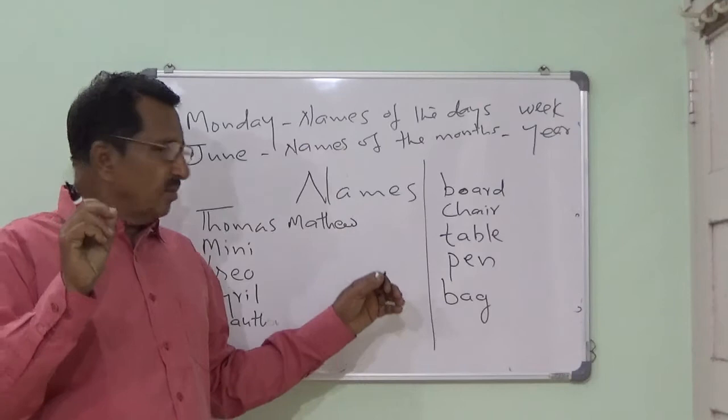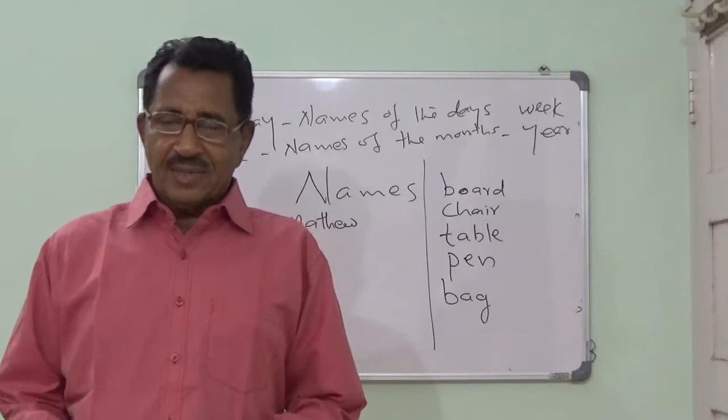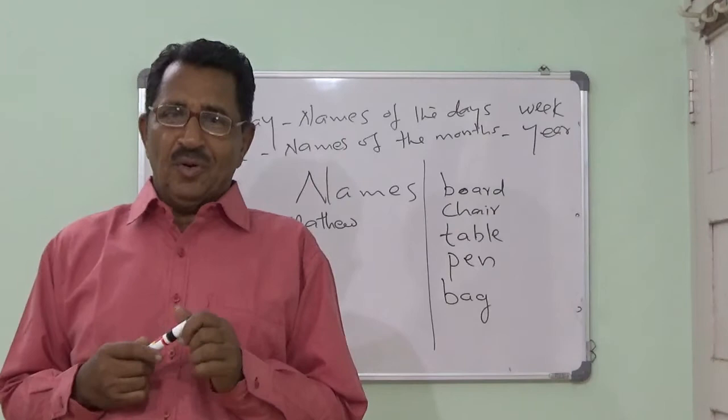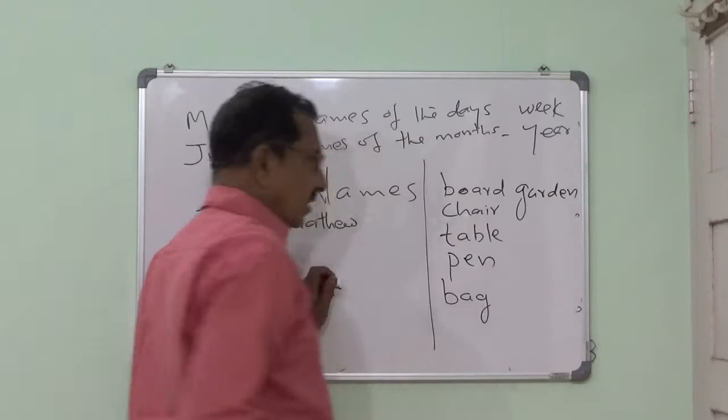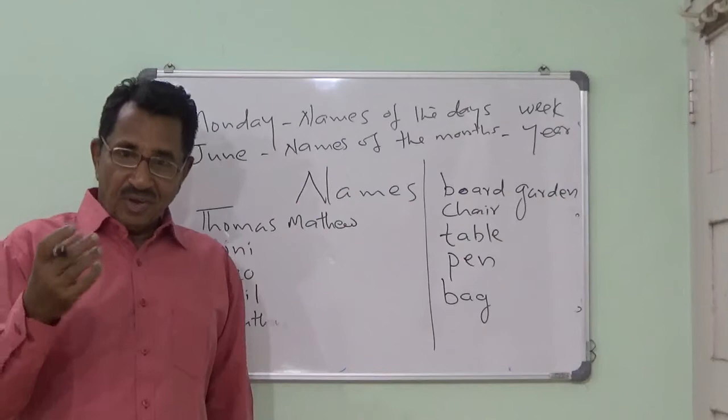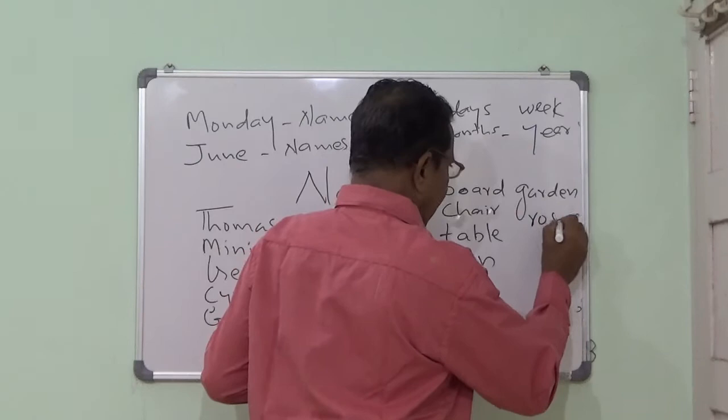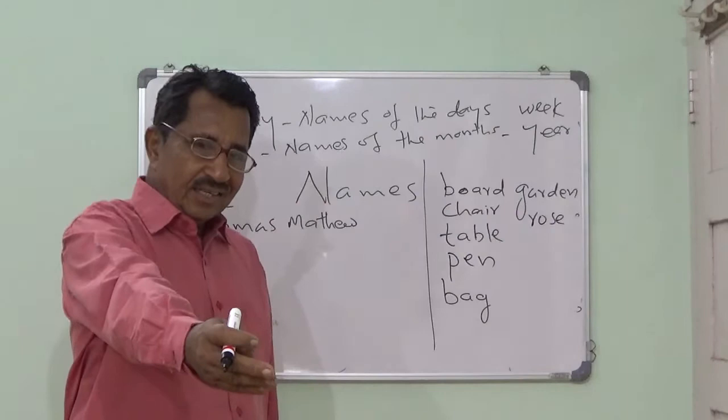Now let's go out of the class and see. Let's take a tour of this compound. What do you find there? This is your garden. And in the garden, what do you see? Plants, then flowers. What is this flower? Rose. So names of flowers. What about that one? That is jasmine. Yes. Jasmine.